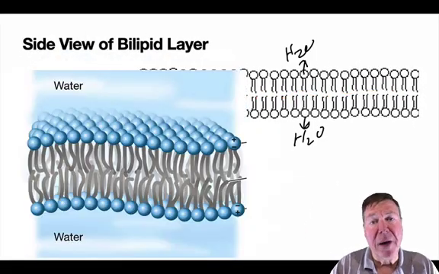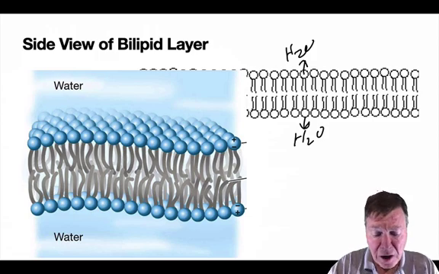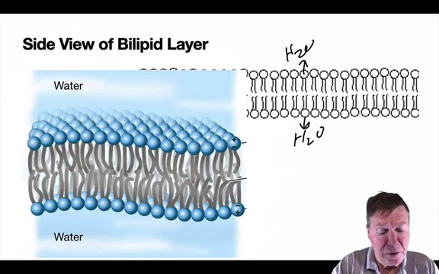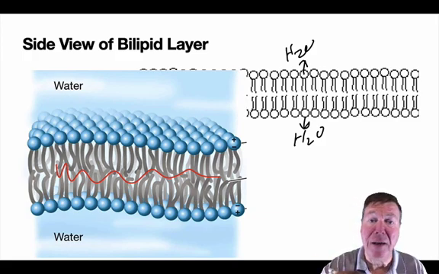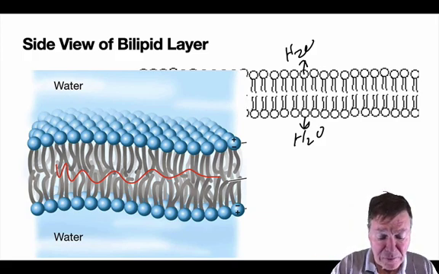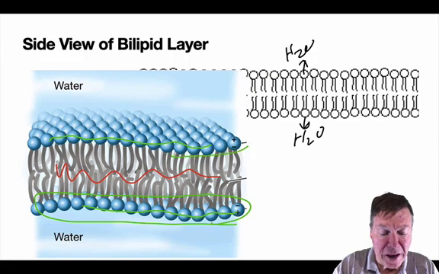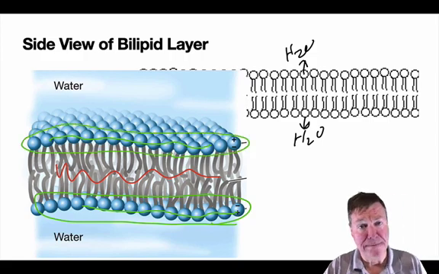I like this view better. It's more three-dimensional. You have the hydrophobic tails, which are repelled by the water, so they're going to be hidden inside the bilipid layer. And you have the hydrophilic part, the part that likes the water, the heads drawn towards it.